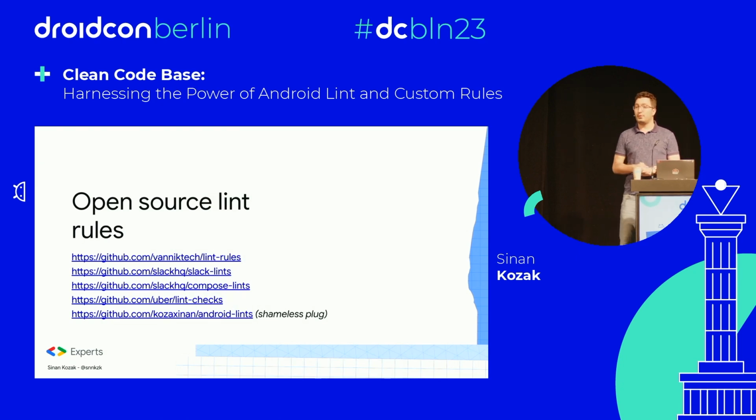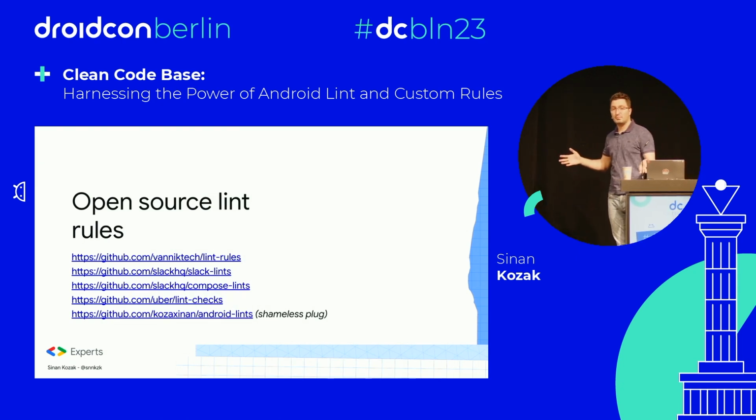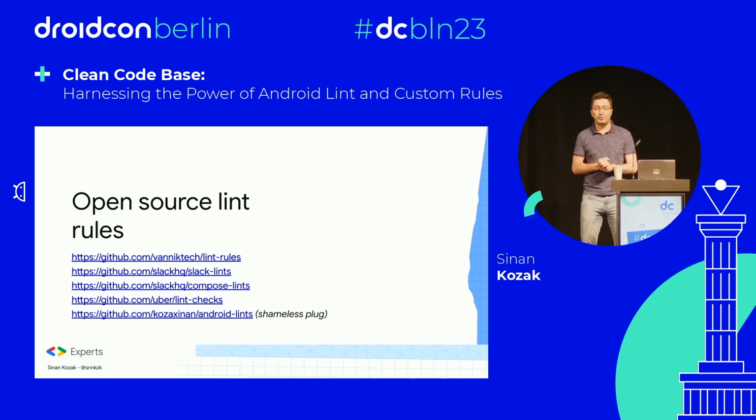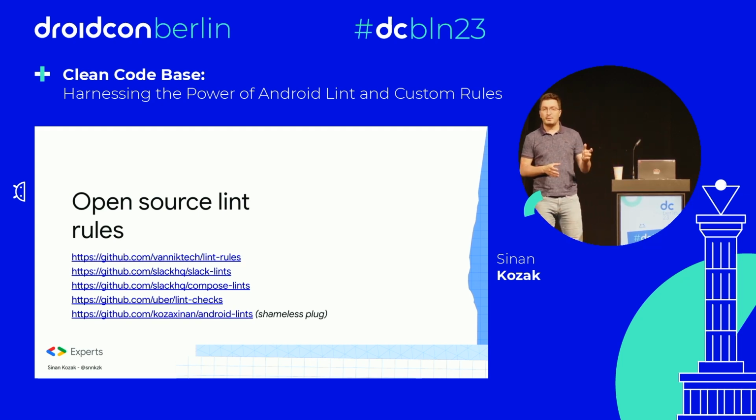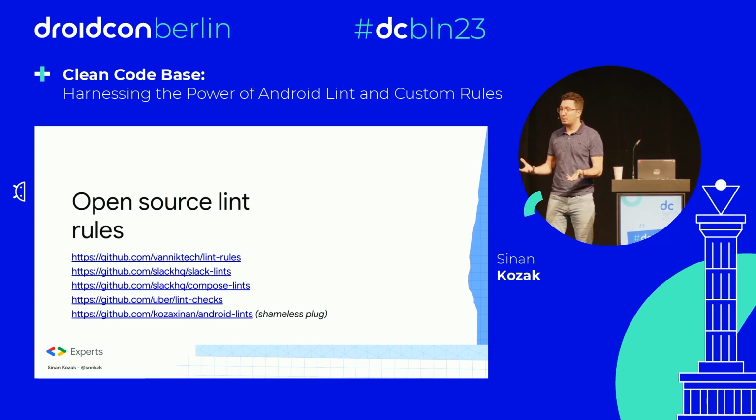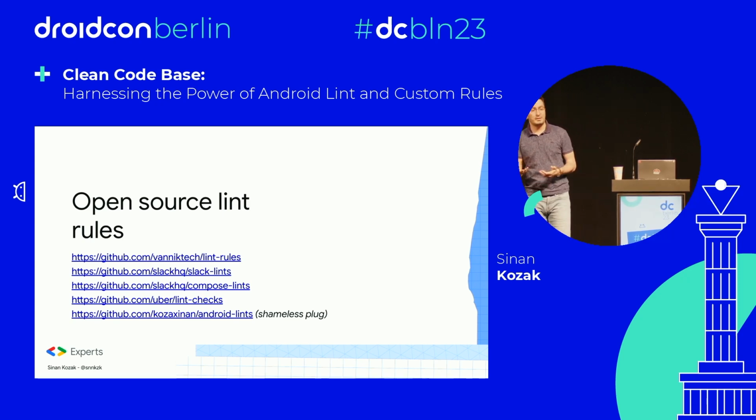Right, before writing your own lint rules, you can use the default ones, but there are also really nice open source libraries from Slack, Uber, and I myself also released one. And the Vanniktech one is probably the oldest one, which I used. And they all come with really nice lint rules that you can directly use in your company, or since they're open source, learn how they're doing it and alter the way that you like to impose in your own code base.